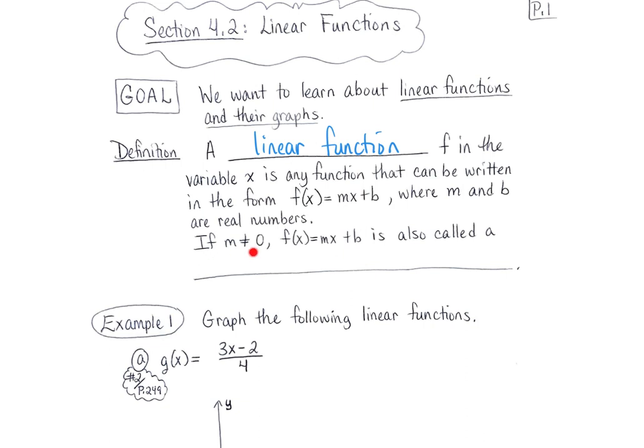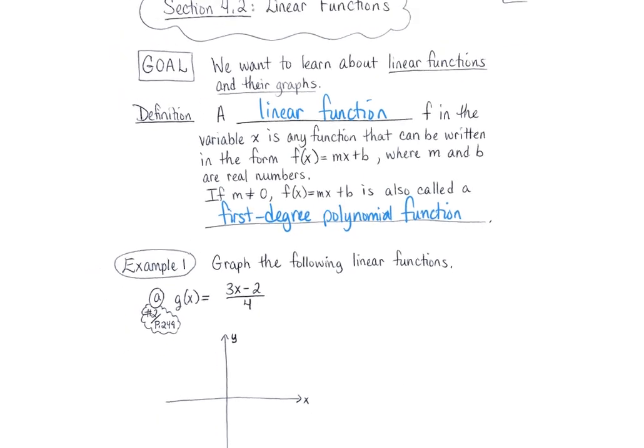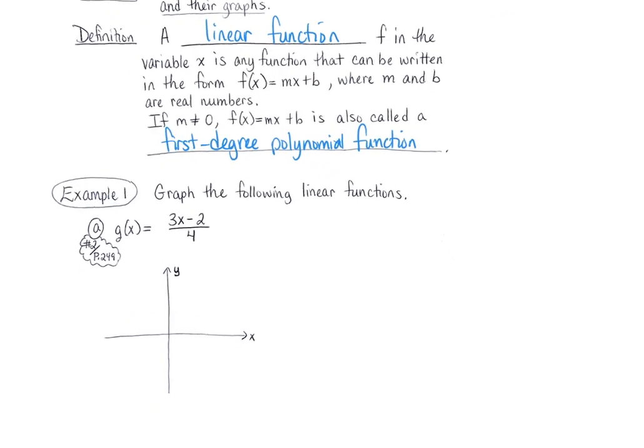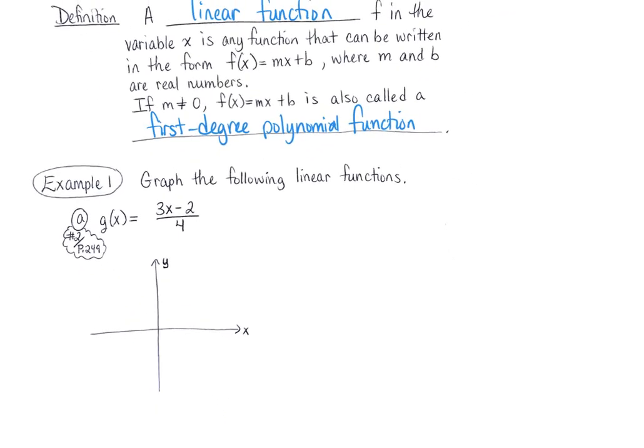If m is not equal to 0, f of x equals mx plus b is also called a first degree polynomial function. Okay? So notice, example 1 says graph the following linear functions.